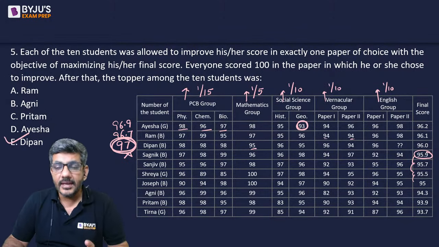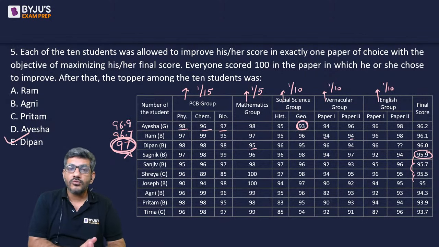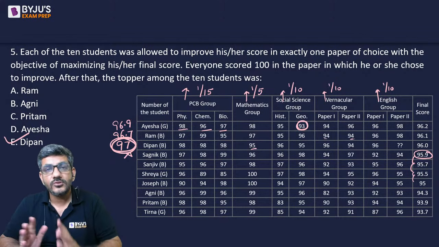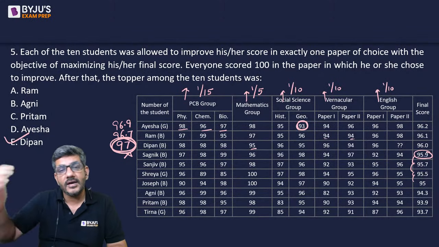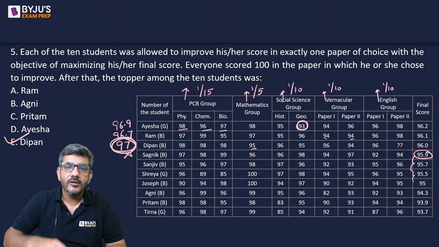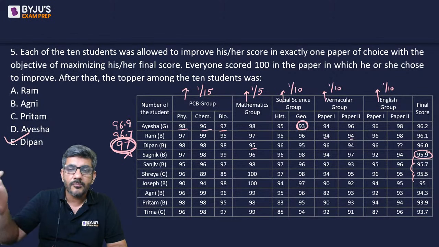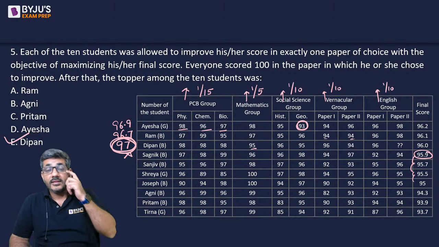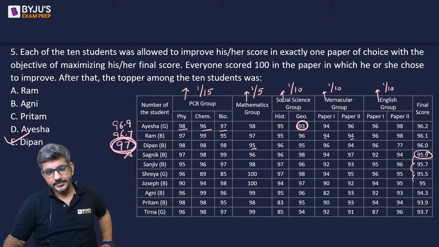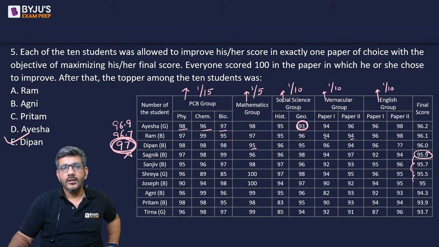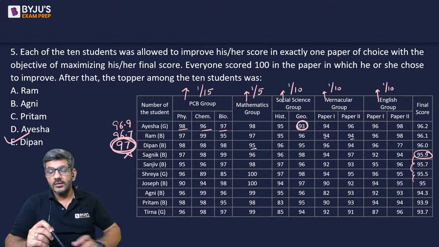I mean this was an important point: if you increase something in the PCB group, your final score increases by 1/15. Increase something in the Mathematics group, the final score increases by 1/5. Social Science, Vernacular group, English group: 1/10, and that way we get the answer for that. I hope it is clear to all. Did everyone understand?